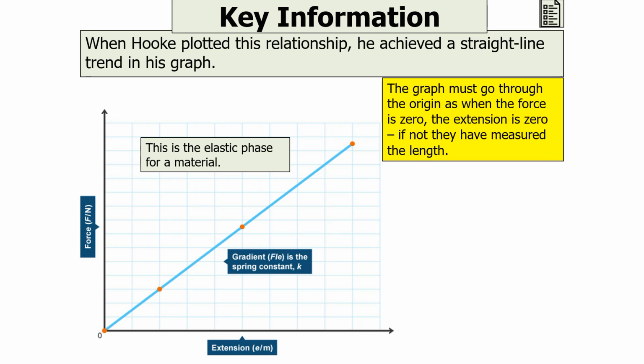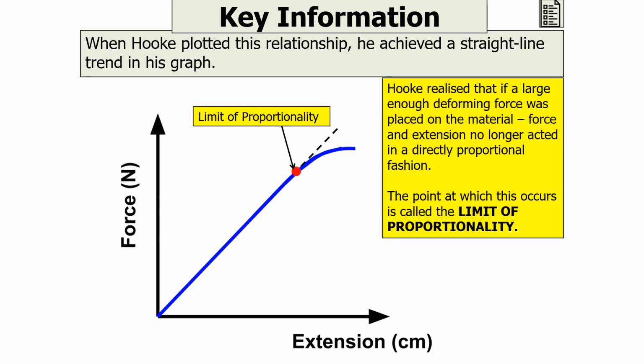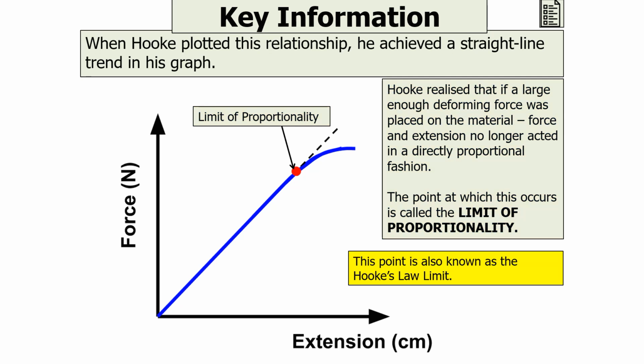Now note, the graph must go through the origin, as when the force is 0, the extension has to be 0. If not, the experimenter has made a mistake as they've measured the length. Now Hooke realised that if a large enough deforming force was placed on the material, force and extension are no longer directly proportional. So this point is called the limit of proportionality. It's sometimes also called the Hooke's law limit.